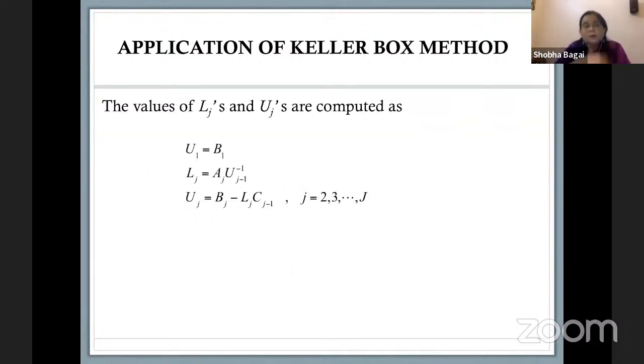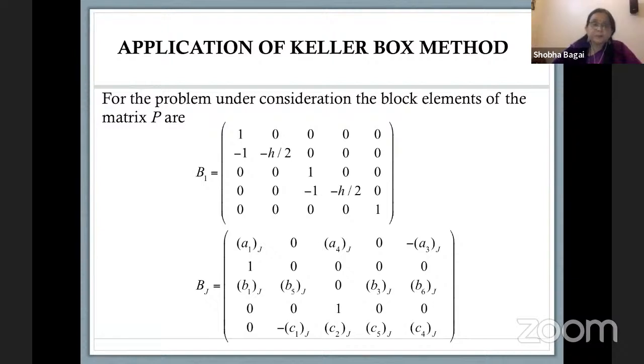And the algorithmic way to obtain these still remains the same as what we had done in the last session, that U1 will be B1. Once I know U1, then I can find out my LJs, J going from 2 to J, and then UJs. And then this process is done iteratively. So I can, in fact, find out all my LJs and UJs.